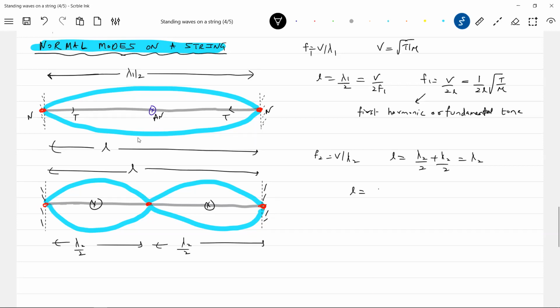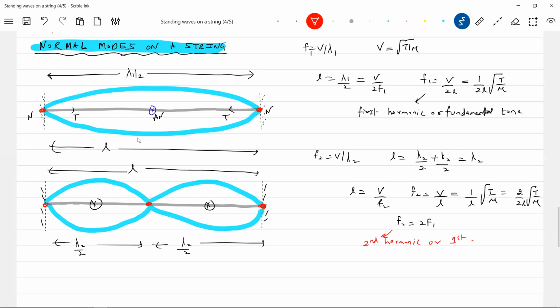So further for lambda 2, what can we write? v by f2, or f2 equal to v by L, or 1 by L under root of T by mu. This can be written, I just said 2 on both sides, as f2 equal to 2f1, where this f2 is called the second harmonic or first overtone.